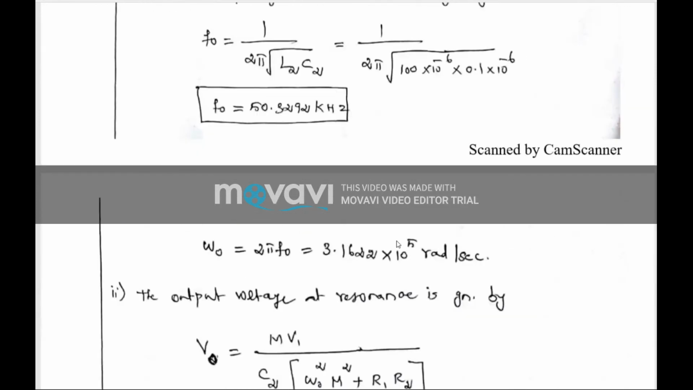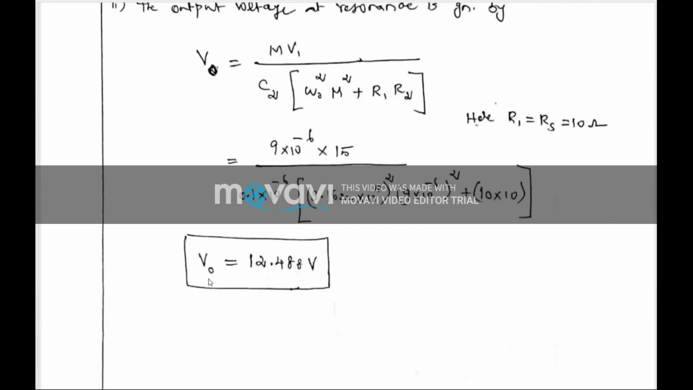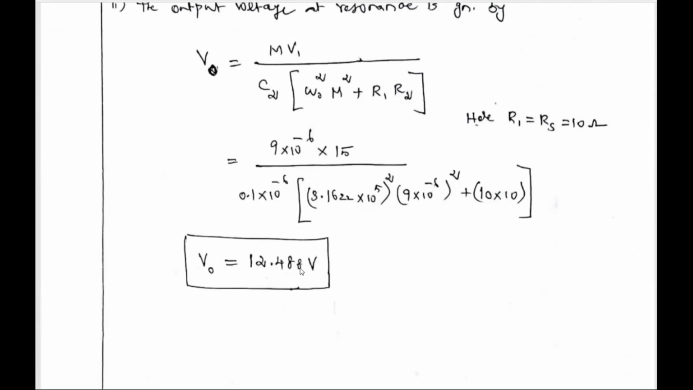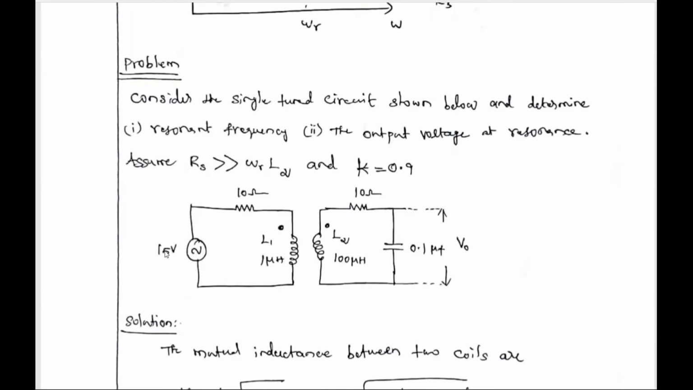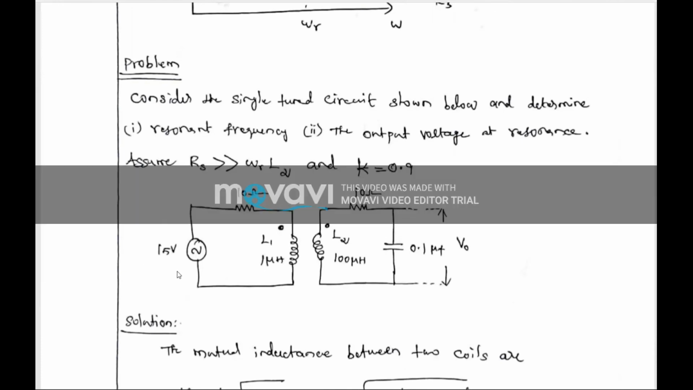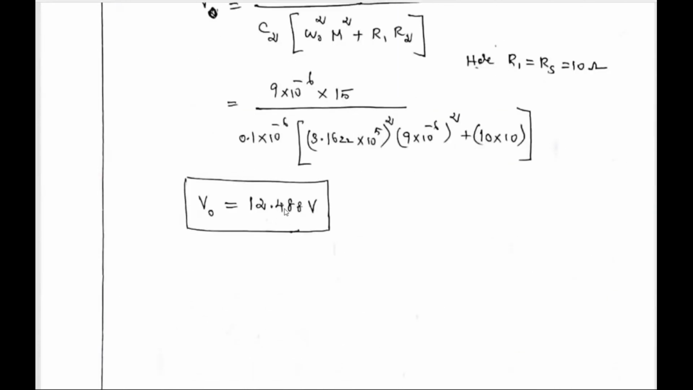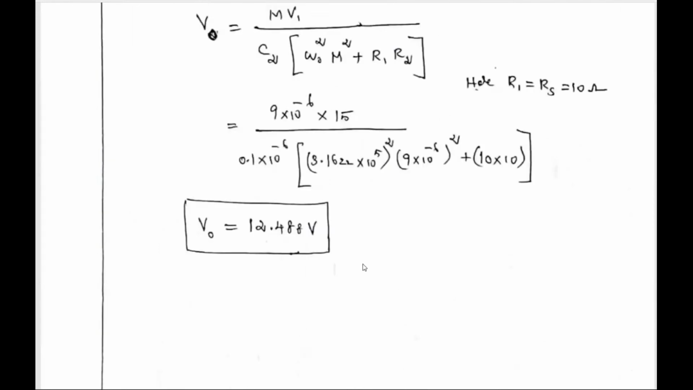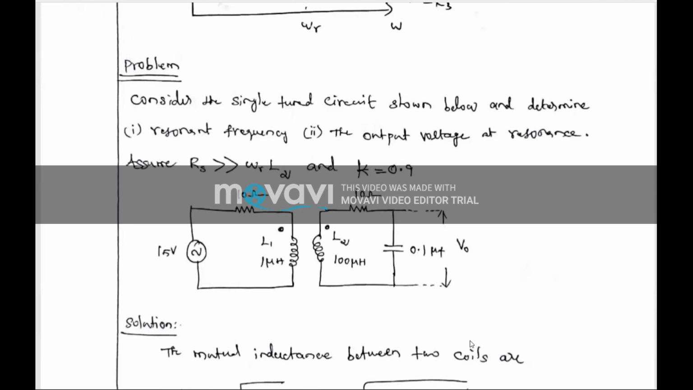Substitute the value of M and the remaining values in this equation. So we will get V0 equal to 12.488 volt. This is the output voltage obtained across the capacitor C2. So 15 volt is applied on the primary side, and because of this tuning, we will get the maximum output voltage across this capacitor as 12.488 volt. So this is the answer. This is the problem related to the single tuned circuit. Okay, thank you.